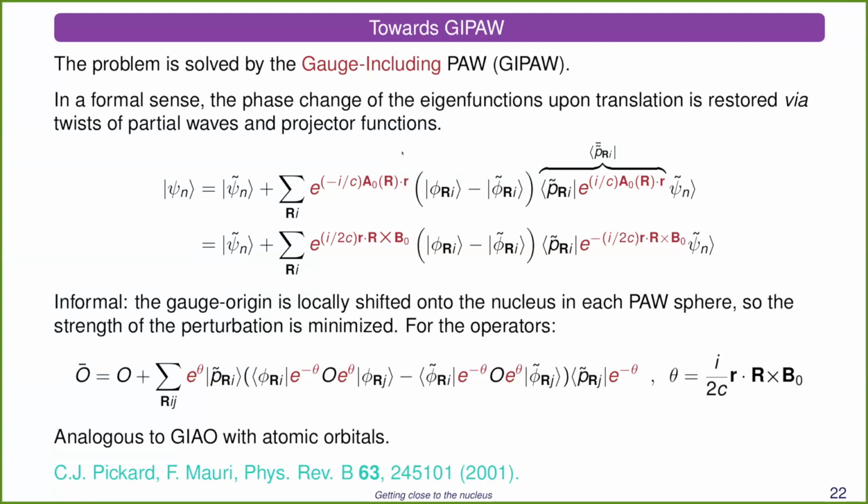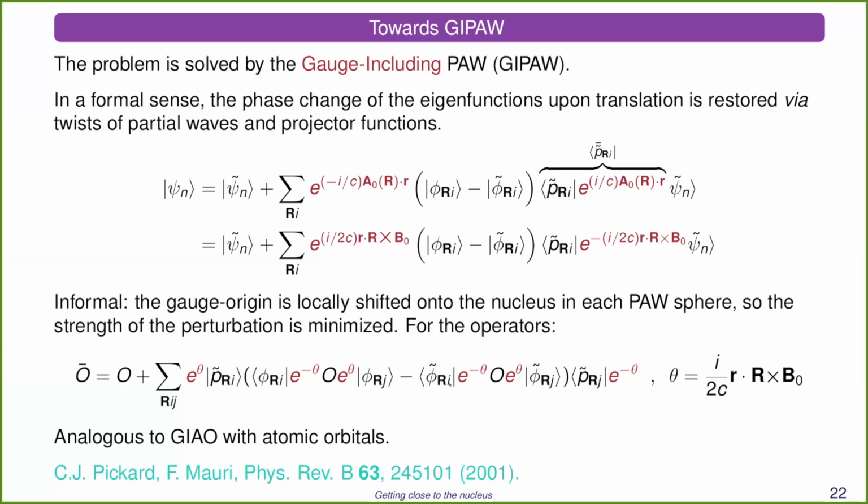And here you see it in a formula. Let's first read the text. In a formal sense, the phase change of the eigenvectors upon translation is restored by a twist of partial waves and projector functions. And that's all in red over here. So over here, you twist one way, and over here you twist the other way with a minus. Here you have the plus. And you can write it either as the vector potential at the site, or you can expand it and say, okay, what is that? Well, that is R cross B divided by 2. And that's the 2 over there.